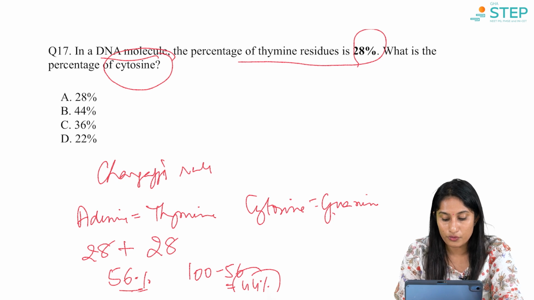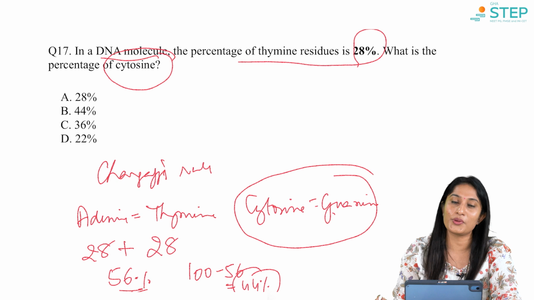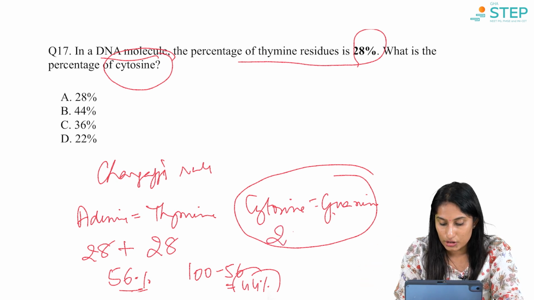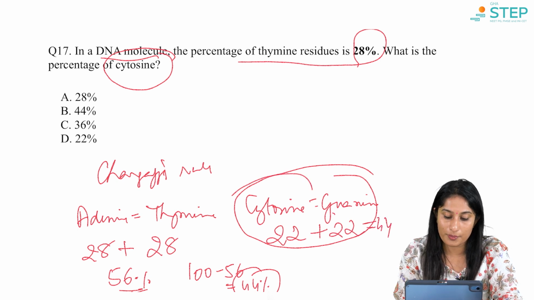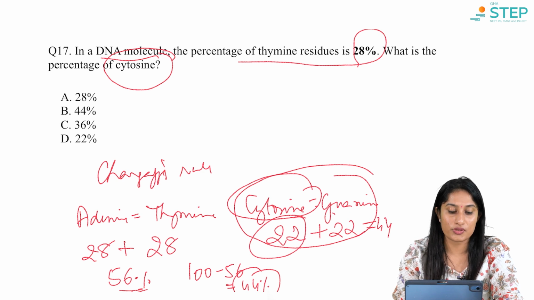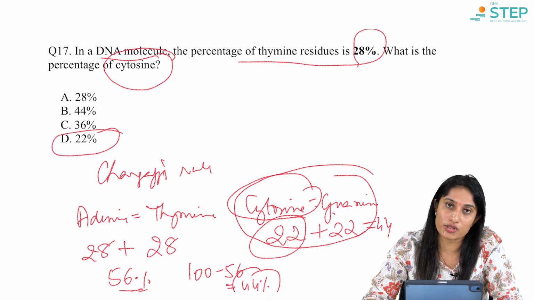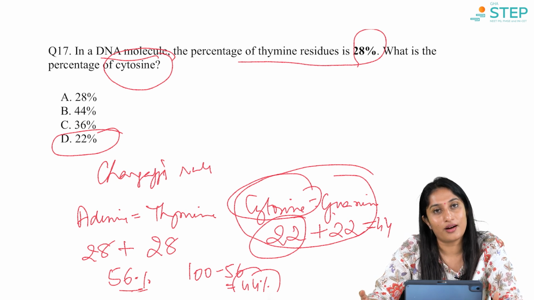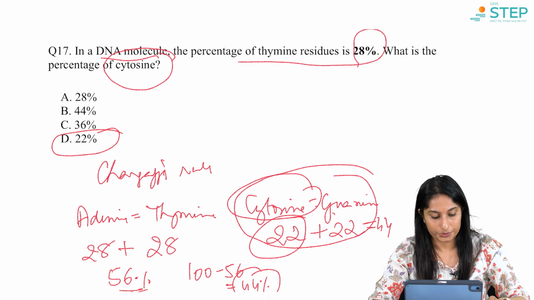Now, that remaining 44 should be distributed between cytosine and guanine, and we know the amounts of cytosine and guanine are equal. So, it should be 22 and 22, which will give us the remaining 44. So, what is the amount of cytosine? The amount of cytosine is 22%. That is our option number D, 22%. So, there is no reason to look into the other options here because we can do the simple calculation.